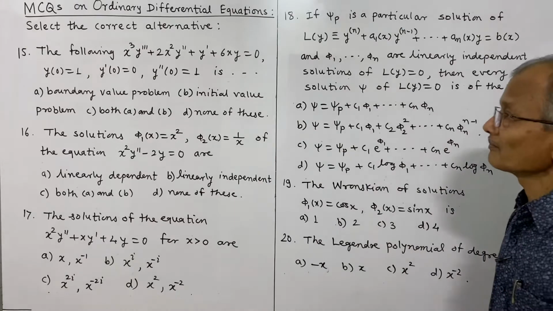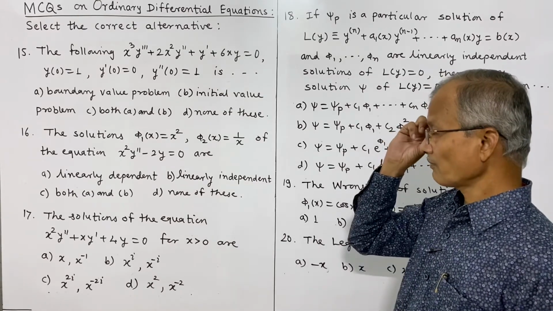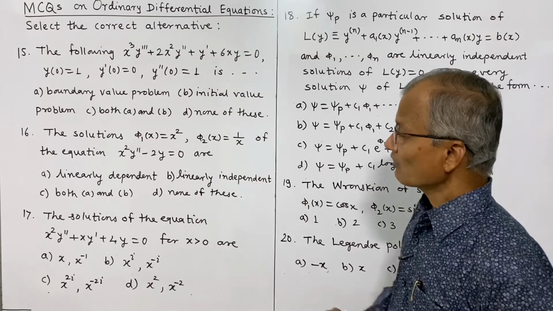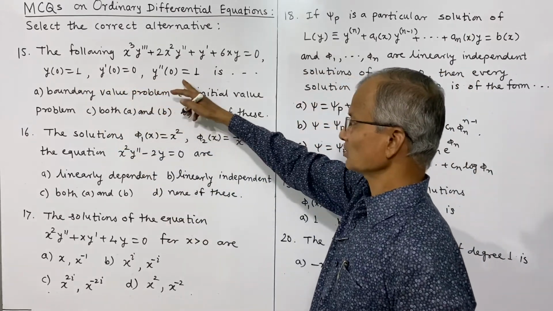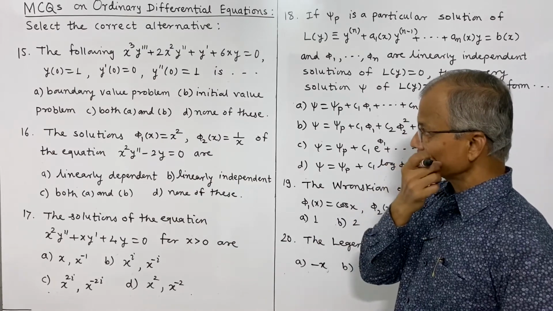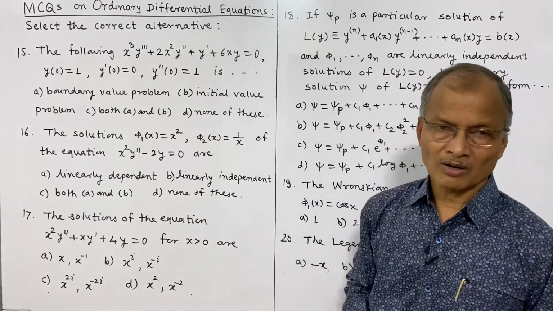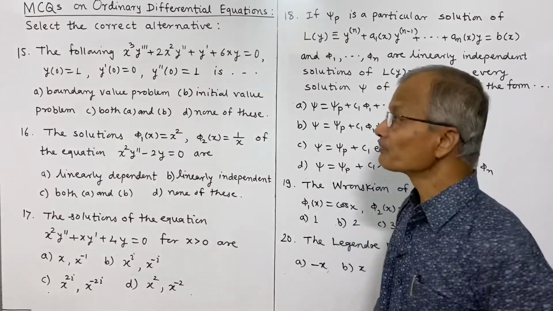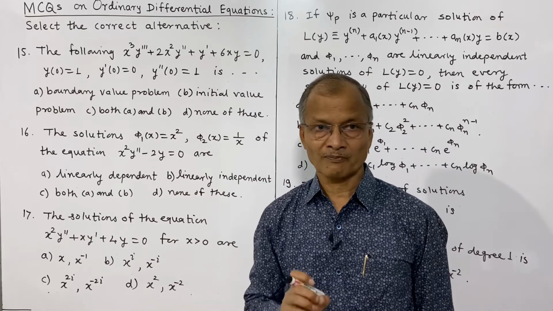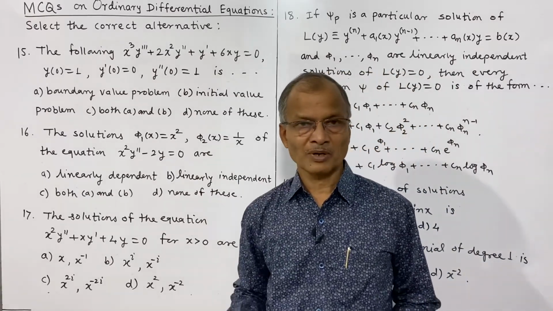Now these are some next questions. 15th question is, the following x cube third derivative of y plus 2x square second derivative of y plus y dash plus 6xy is equal to 0, where y at 0 is 1, y dash at 0 is 0, y double dash at 0 is 1. This is known as which type of problem? And there are two types of problems, initial value problem and boundary value problem, and some problems may be of mix, that is both types. Now the difference is, for initial value problem, the values at some initial point or fixed point are given, and for boundary value, these are the values at the boundaries, means different points are given.